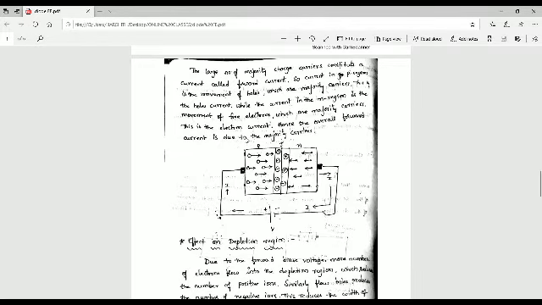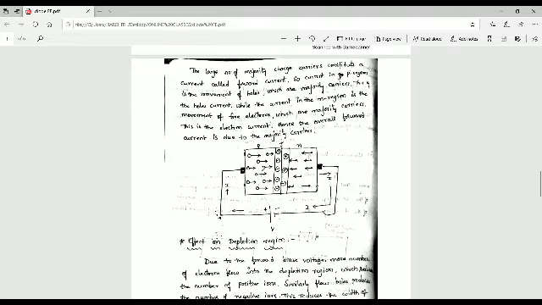When the applied voltage becomes more than the barrier potential, the negative terminal of the battery pushes the free electrons against the barrier potential from N to P regions, and pushes the holes from P to N regions.